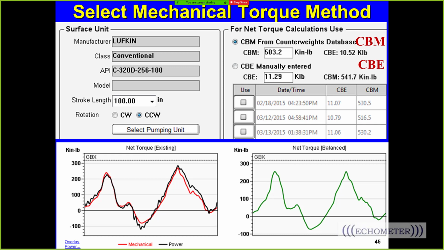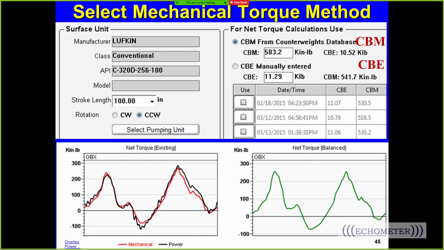The CBM method, where you measure distance from the crank, is a very, very accurate method, and the power method is very accurate. Now, the power method is more accurate than the CBM method if the unit has a different geometry. So that's why you want to try to do the power method and the mechanical method together, because the power method is a check.